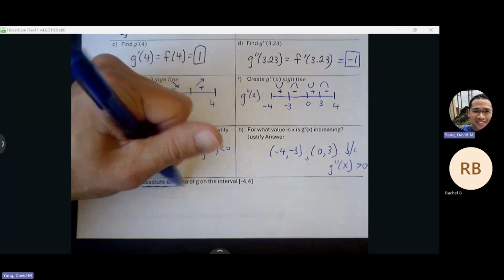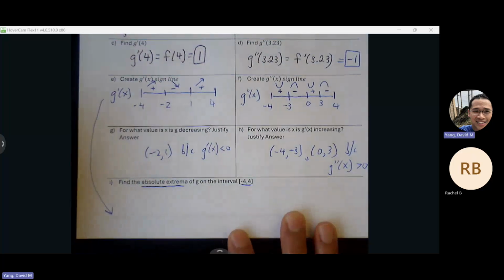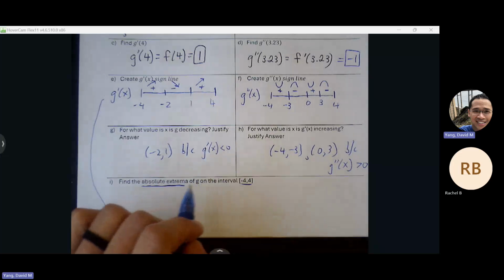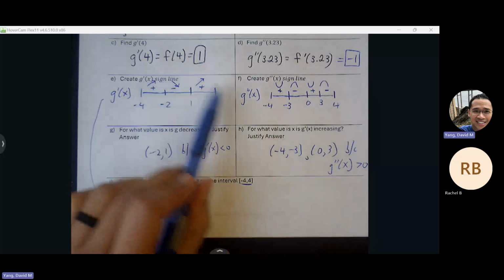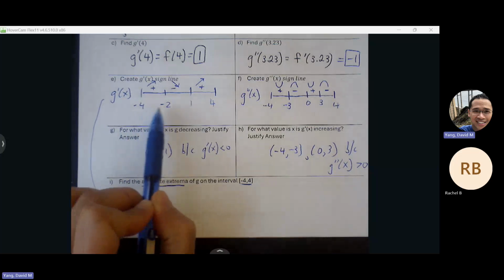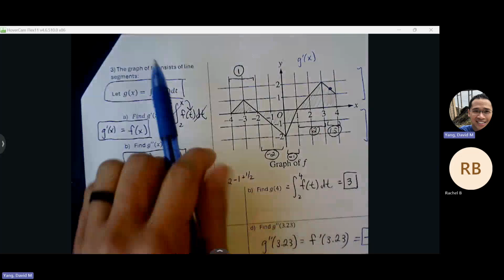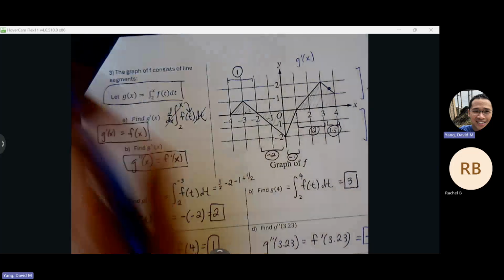Okay, find the absolute extrema between -4 and 4. So we know that is extreme value theorem, which means candidates will come from your G prime sign line. So we'll test -4, -2, 1, and 4, all back into this definition for G of X.